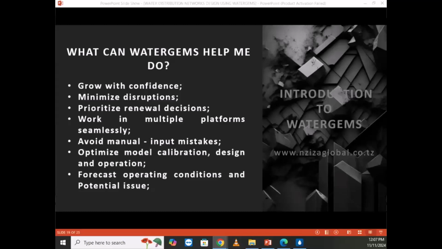You get that, the big good things with WaterGEMS. Instead of saying, I already designed the network, it's already done, we will have a chance to optimize. See, what if I divide this? What if I increase this? You play with all of the network. By playing it, you see how the network behaves. So then, after optimization, it will help us also to forecast operating conditions and potential issues.